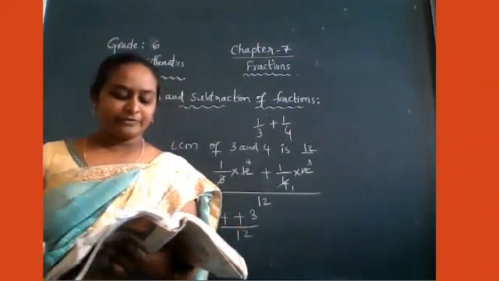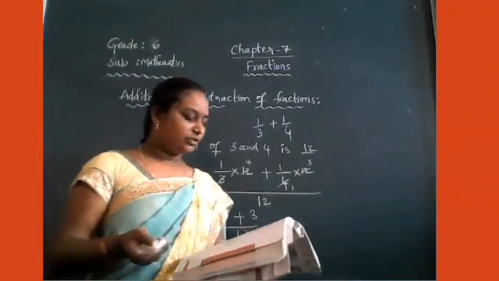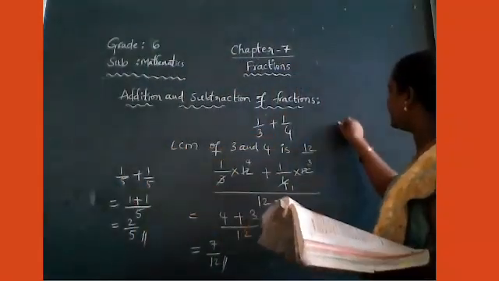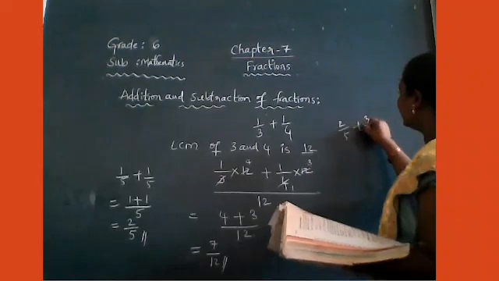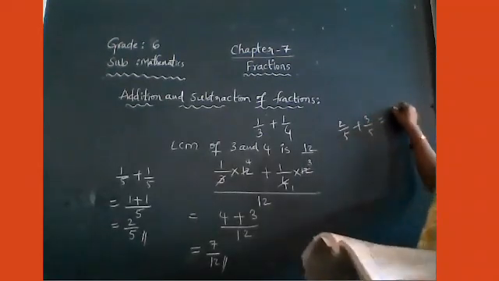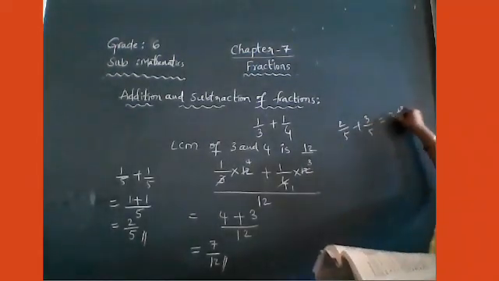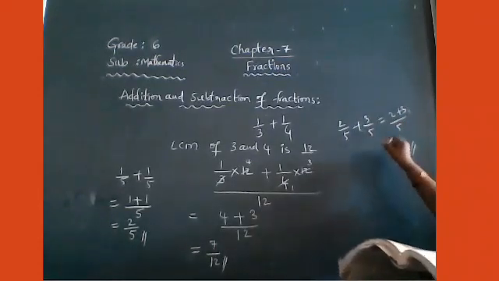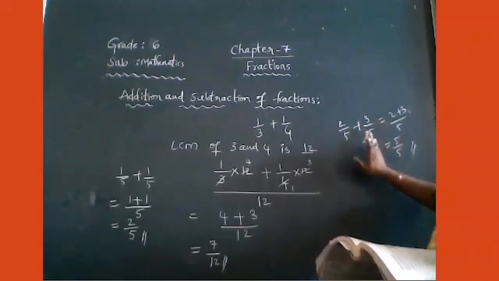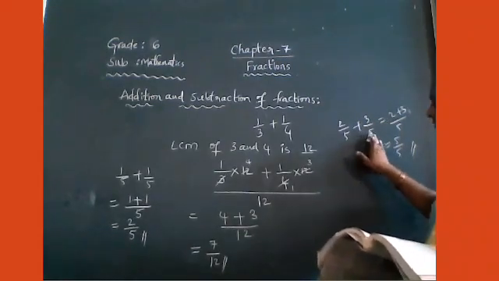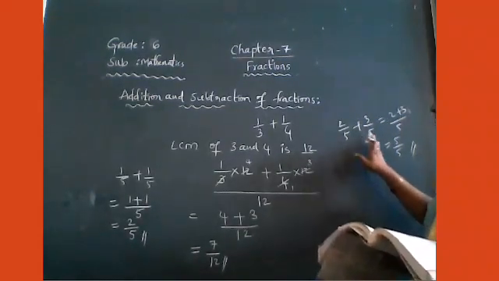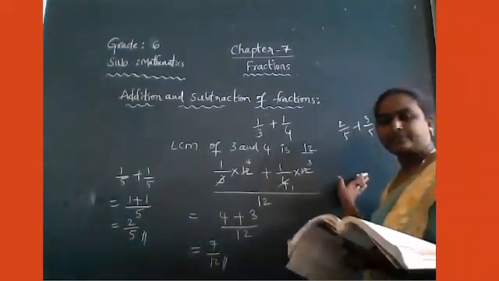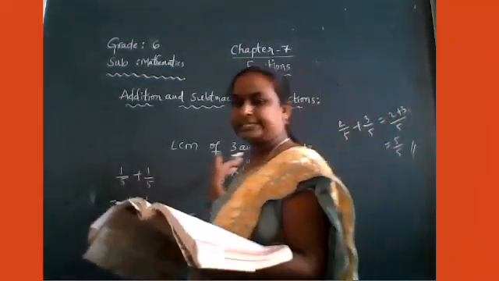Right. 2 by 5 plus 3 by 5. How much? It is equal to 2 plus 3 by 5, that is 5 by 5. Don't simplify like this. You have to show this addition using the diagram, pictorial representation. Okay?